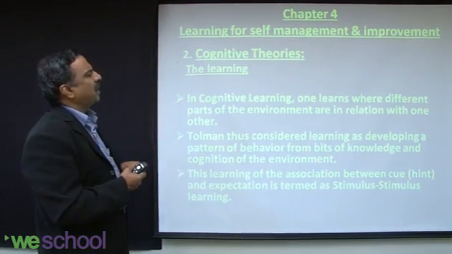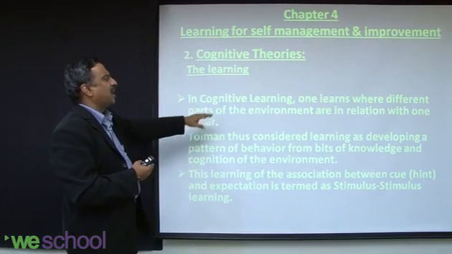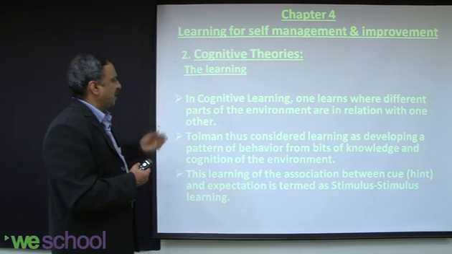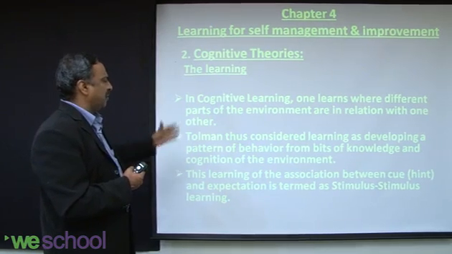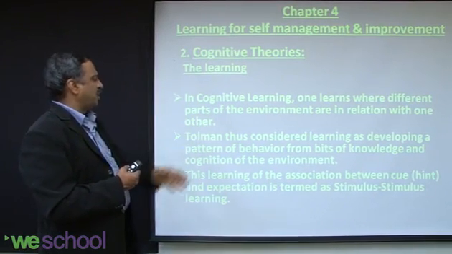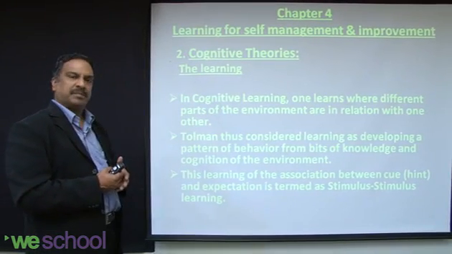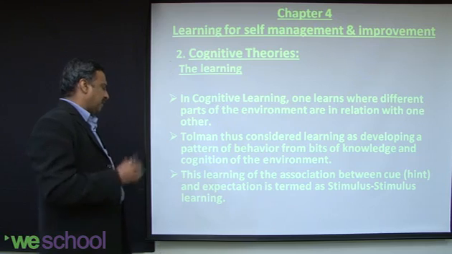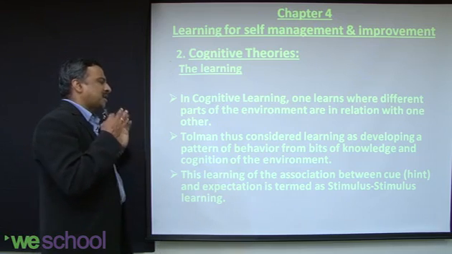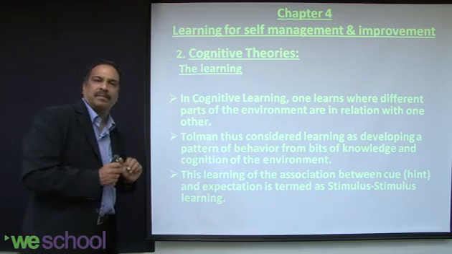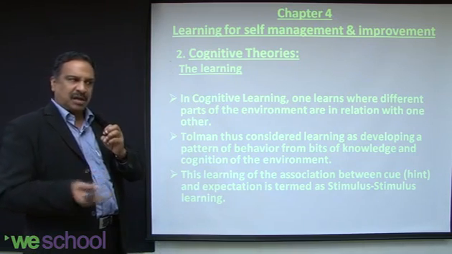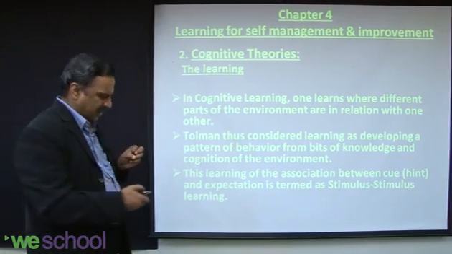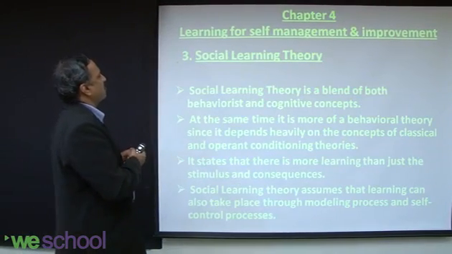In cognitive learning, one learns where different parts of the environment are in relation to one another. I've explained this through examples. Tolman thus considered learning as developing a pattern of behavior from bits of knowledge and cognition of the environment. This learning of the association between cue, hint, and expectation is termed as stimulus learning. A stimulus is given to me, and that stimulus becomes a stimulus for me to relate with the environment. Okay? Now we come to social learning.